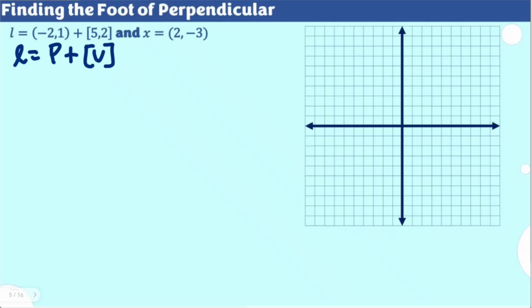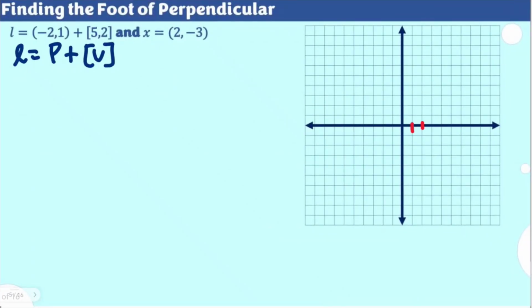Our x, assuming that our grids are 1, so we have here 1, 2, and 1, 2, 3. This is where our x is. It's actually 2 and negative 3. Our point P is at negative 2 and 1. So it's actually your point P is here. Sorry, that's your point P.